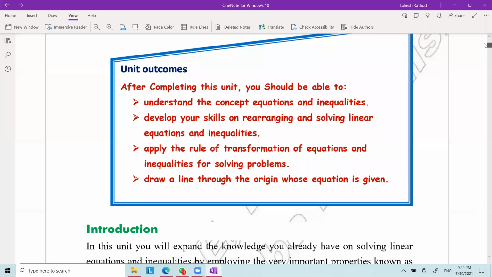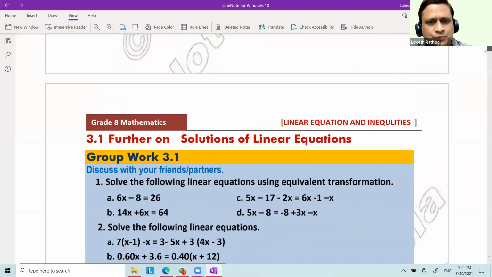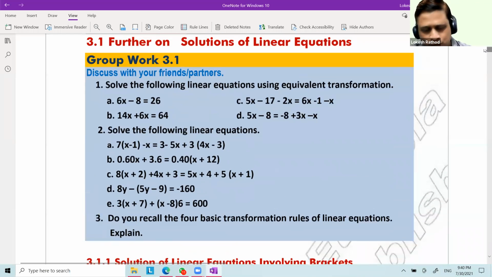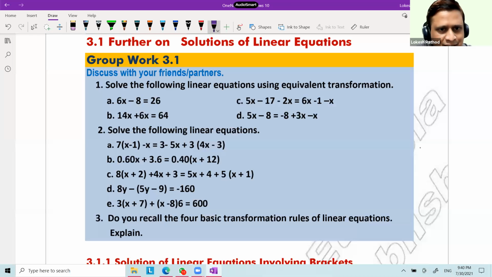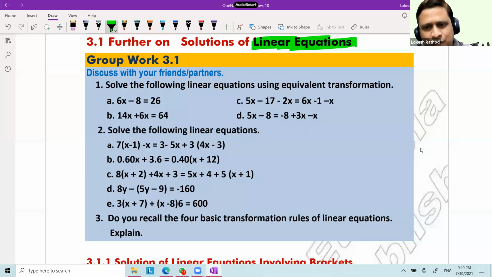So let's start. First of all, I suppose all of you must have gone through this, so it's basically revision only. The equations which we are studying in this chapter are linear equations, that is, the power of x or degree of x will be one only. Like this kind of equation where degree of x is 1.